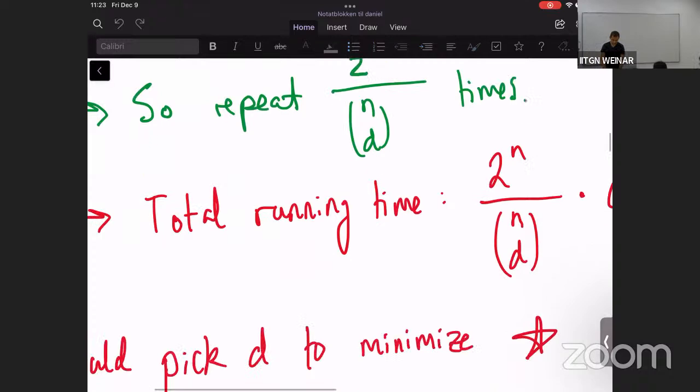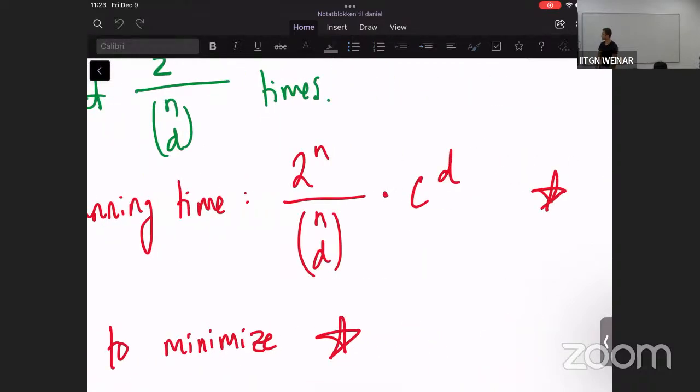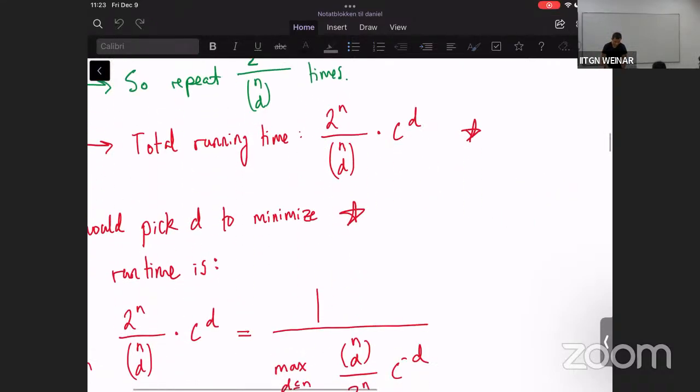So what is my running time? Well, it's 2 to the n over n choose d times c to the d. This should look familiar from day 2. So what should we do with d? We should pick d to minimize this expression. Last time, this was an expression that was really tricky to optimize. This one is surprisingly easy, so I'm actually going to do it rather than telling you to just trust me on what it turns out to be.